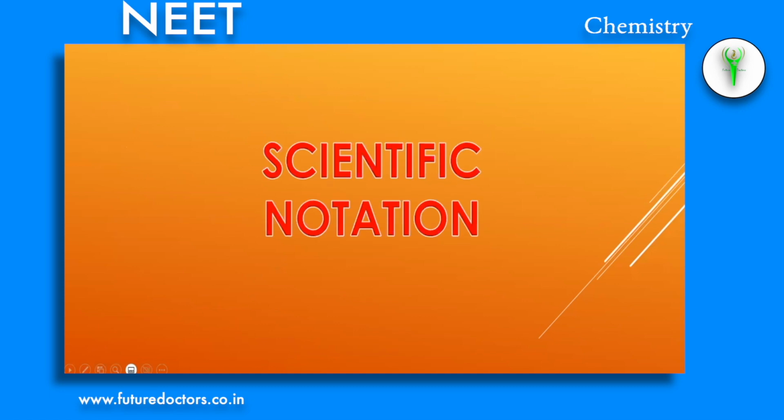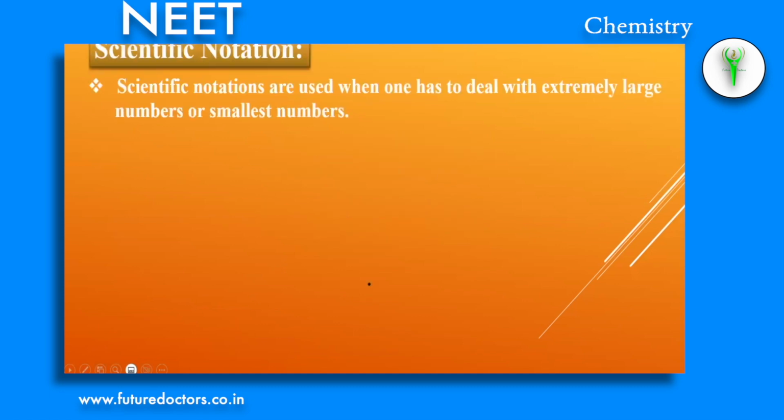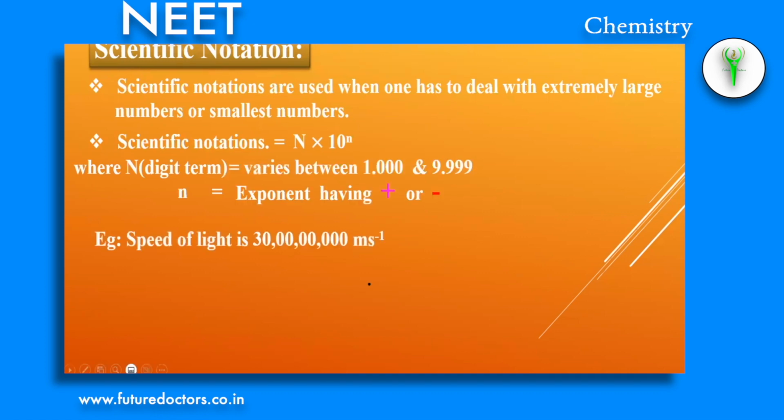The next term is scientific notation. Scientific notation is used when you are dealing with extremely large numbers or extremely small numbers. How to represent a term in scientific notation? Capital N into 10 power small n. Capital N represents the digit term and small n represents the exponent term. The digit N varies from 1.000 to 9.999. Small n is an exponent, and its value can be either positive or negative.